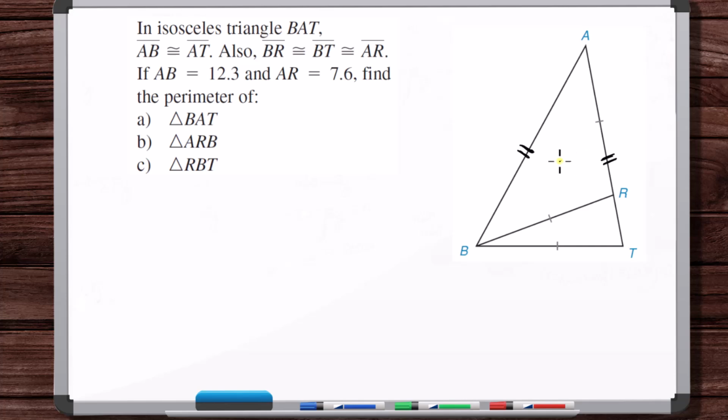All right, if AB is equal to 12.3, that means AT is equal to 12.3, and AR is equal to 7.6. I'll put this kind of smaller. Find the perimeter of triangle BAT, triangle ARB, and triangle RBT. So this is 7.6. This is 7.6. We have enough information now to get the perimeter of triangle BAT. We're going to have to get RT eventually, but we have enough information to get the perimeter of BAT. So BAT is 12.3 plus 12.3 plus 7.6.